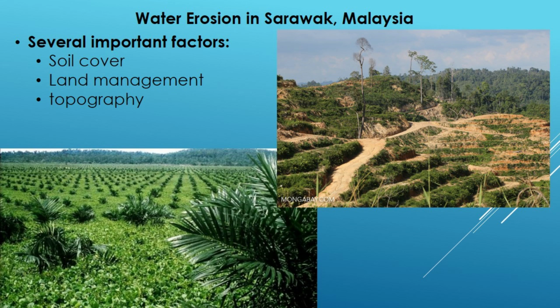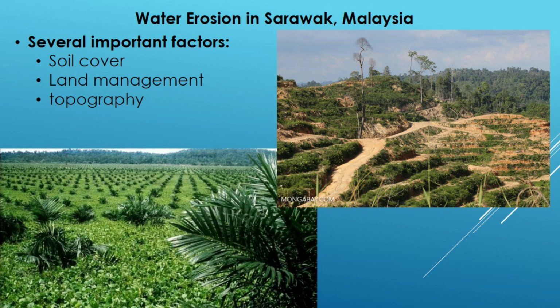There are several important factors, such as soil cover, land management, and topography, and these factors can be used to manage the soil so that it is no longer degraded. For example, the first one is soil cover. It refers to the vegetative canopy that helps to stabilize the soil and control runoff. Because bare soil is exposed to the full erosive power of raindrops and runoff water, the vegetative canopy will intercept the raindrops and reduce their erosive energy.